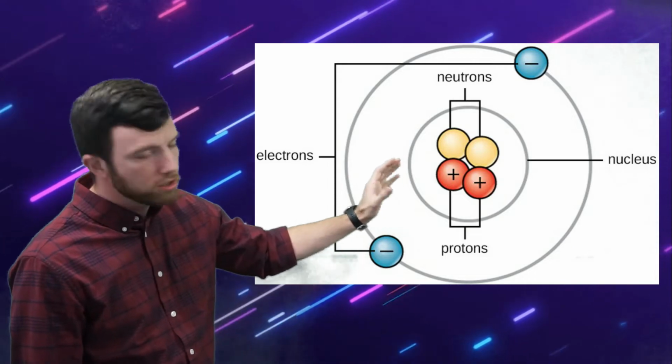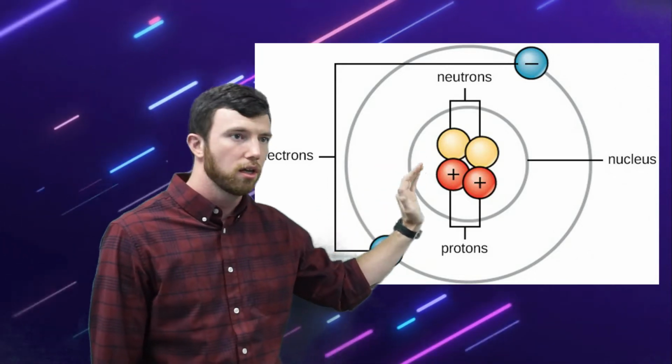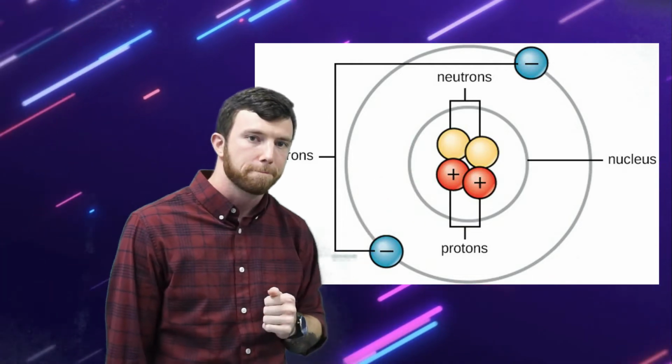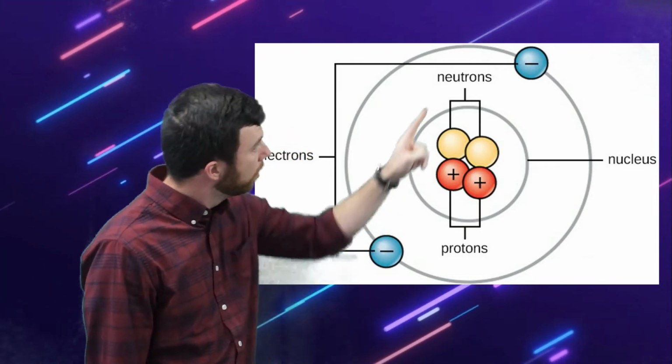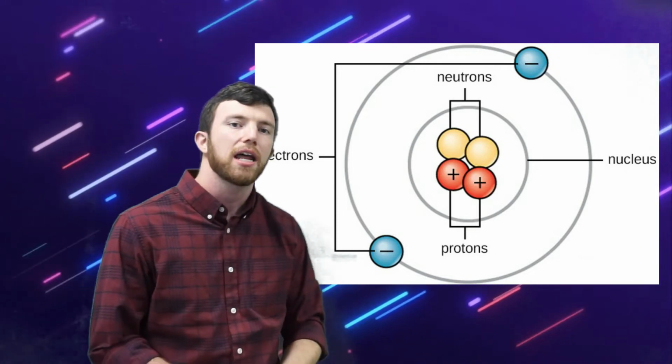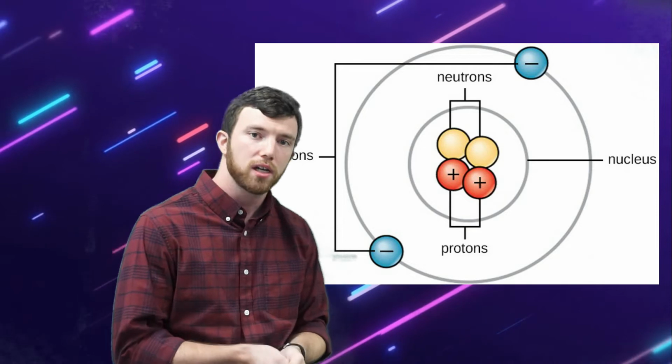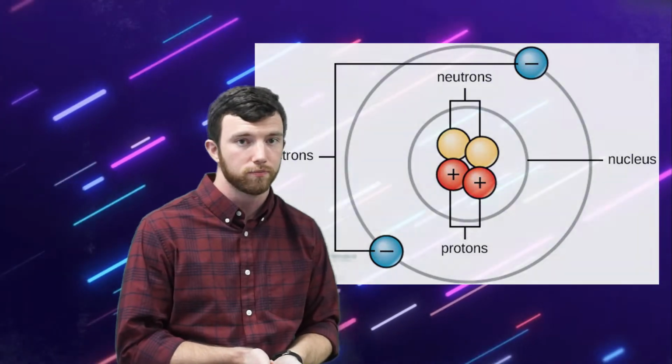These two particles in the nucleus, the proton and the neutron, have a mass of 1 atomic mass unit. We'll talk about that later. Electrons do not have mass. Their mass is so small that we count it as 0.